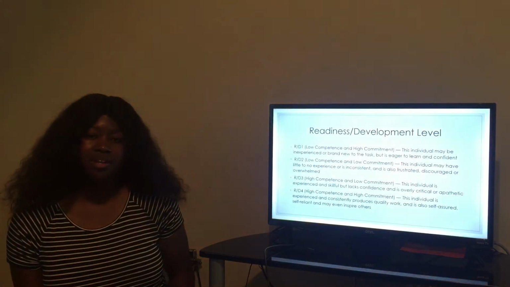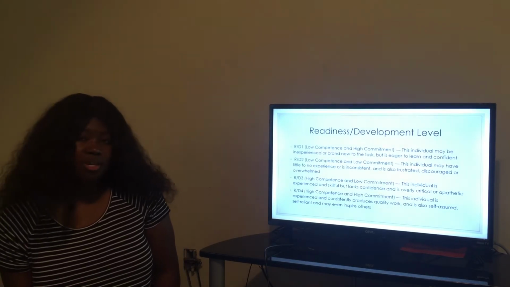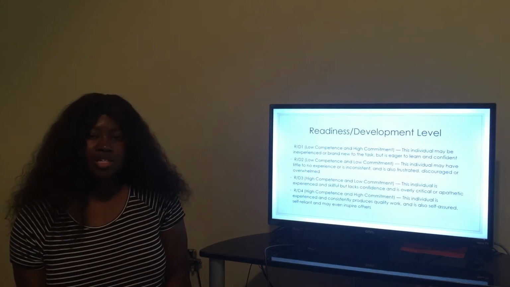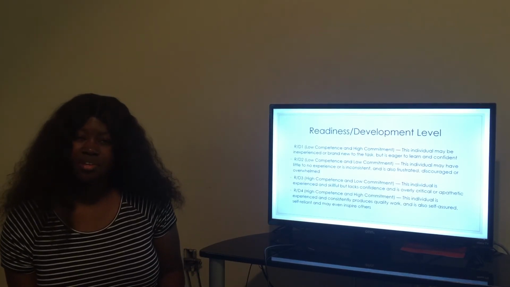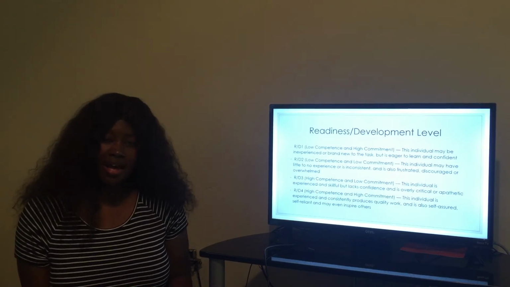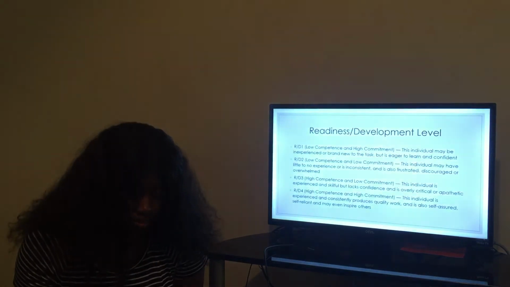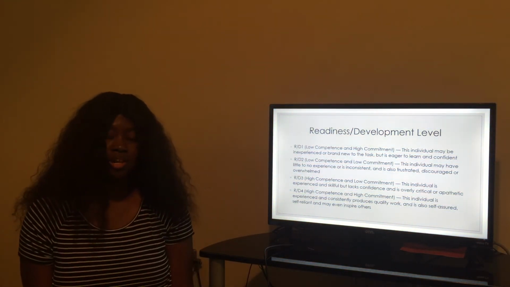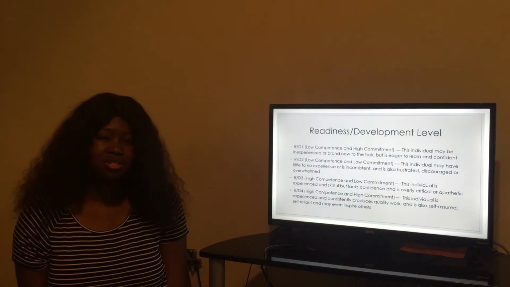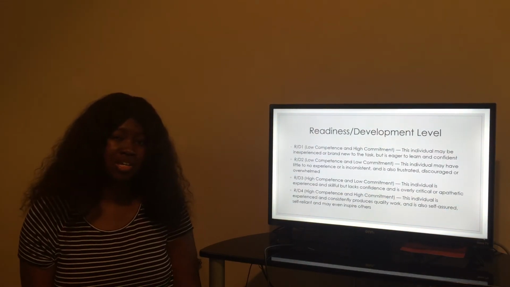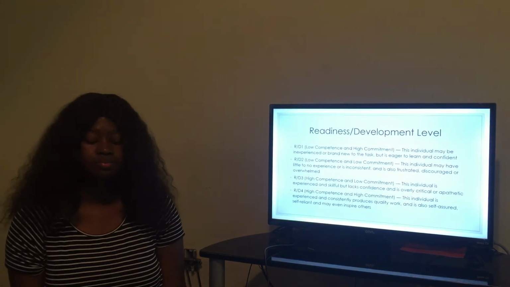So for the readiness and development levels, there are also four. The first one is low competence, high commitment. This basically means that a person may be new or doesn't have any experience in that certain task, but they are eager and willing to learn. Level 2 would be low competence, low commitment. This is someone who also has little to no experience or just may be very inconsistent and may just be discouraged or lacking in confidence.